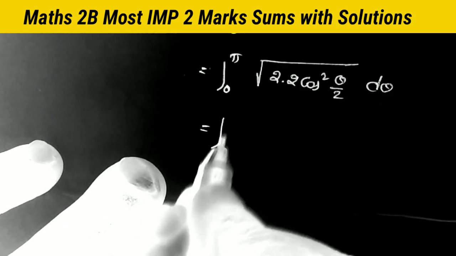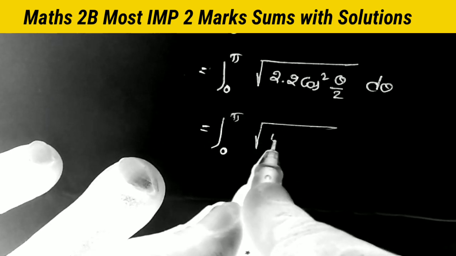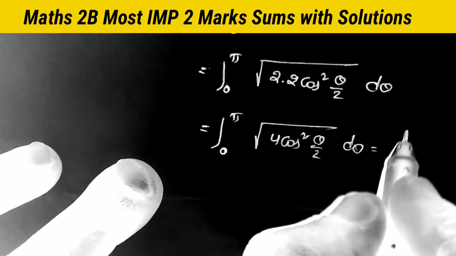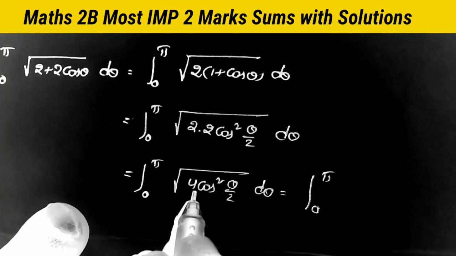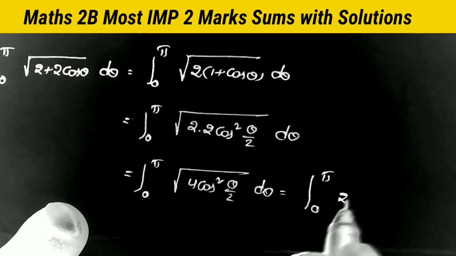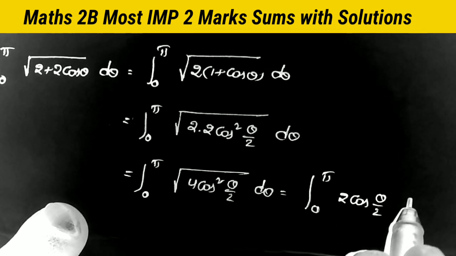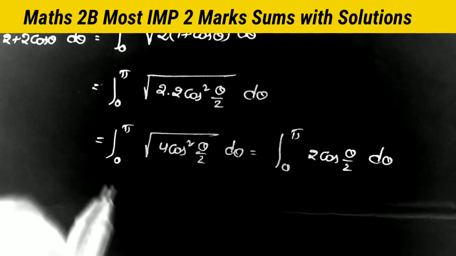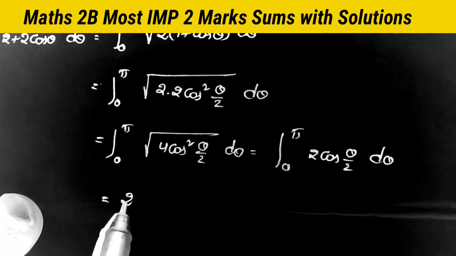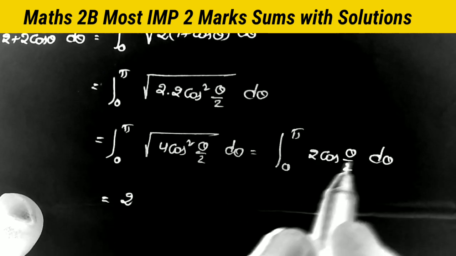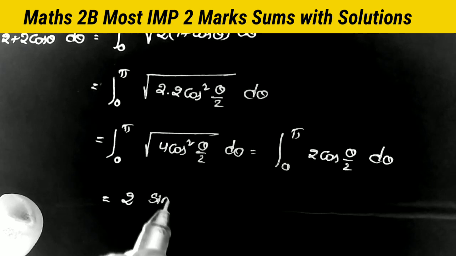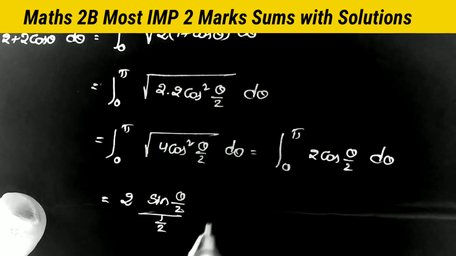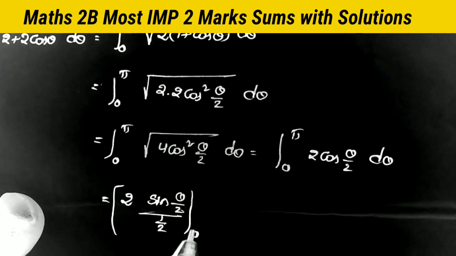So this is equal to integral 0 to pi square root of 2 times 2, that is 4, cos square theta by 2 into d theta. Root of 4 cos square theta by 2 is equal to the root of 2 cos theta by 2 whole square. Root 4 is 2, and root of cos square theta by 2 is cos theta by 2. Now taking the integration, 2 is the constant, so we take the constant before the integration. What is the integration of cos theta by 2? Sin theta by 2, with theta coefficient 1 by 2, where the limits are 0 to pi.